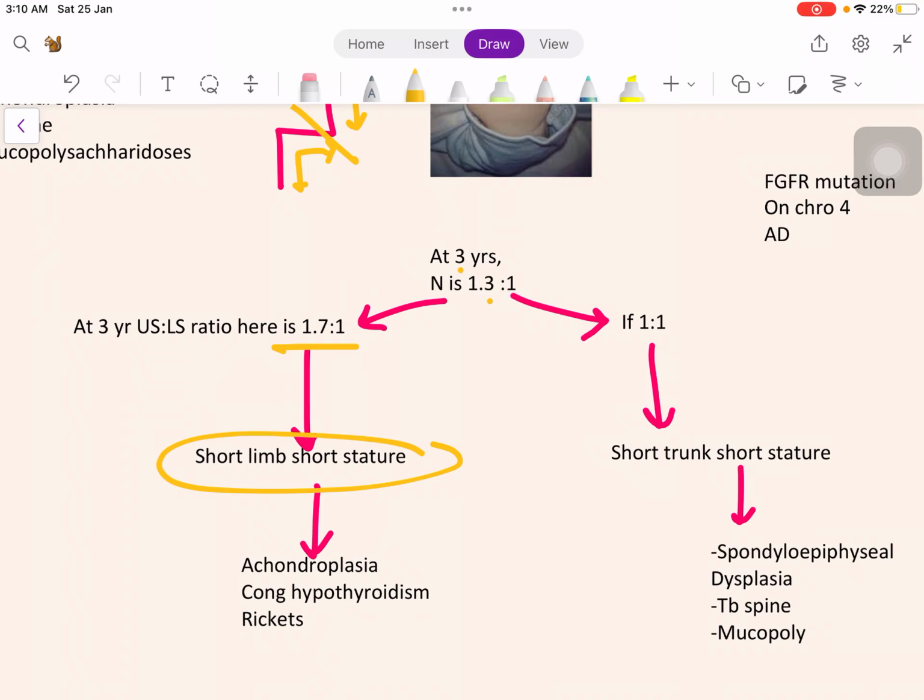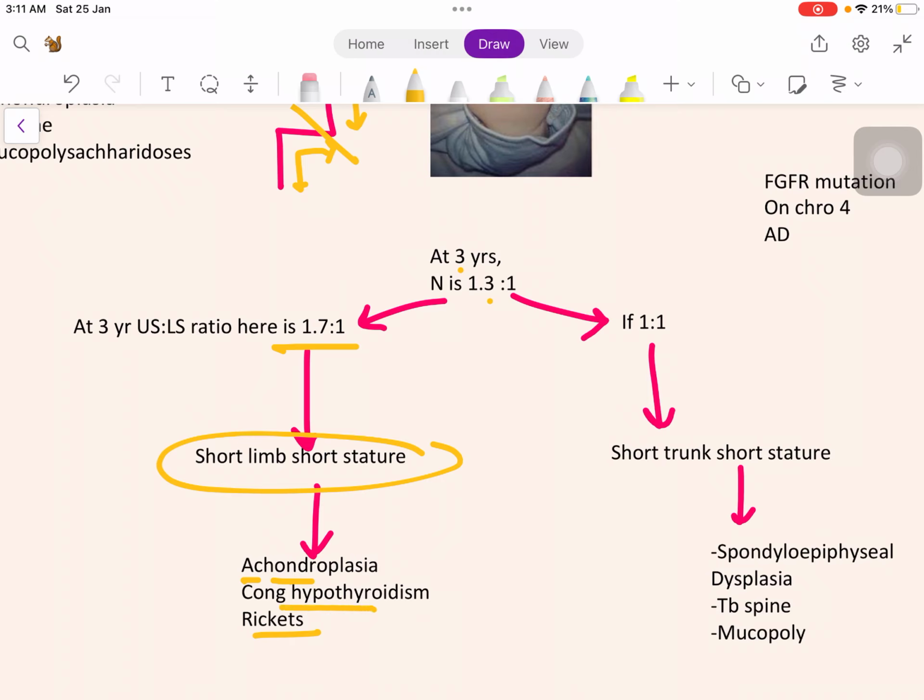The examples of which are achondroplasia, congenital hypothyroidism, and rickets. How we'll remember this is that achondroplasia, chondro means cartilage, so they are talking about the cartilaginous growth plate of the long bones. So that is defective. So long bones are affected, that means limbs are affected. And in rickets also we see those X-ray findings at the ends of long bones, that cupping fraying splaying we see at the ends of long bones. So that is also limbs.